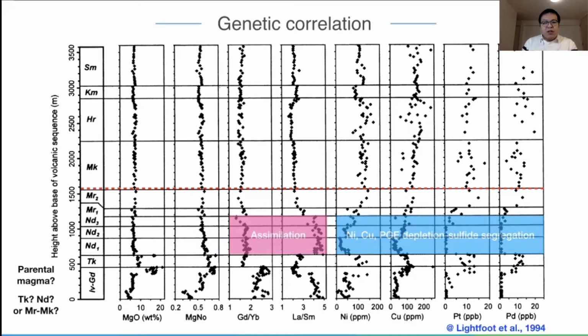So what are the possible parent magmas? It may be the TK formation below the ND formation, because the TK has a high Mg number and is a picrite basalt. But ND may also be possible, because sulfide segregation occurred in the ND formation. And MR to MK is also possible because they are the same emplacement.